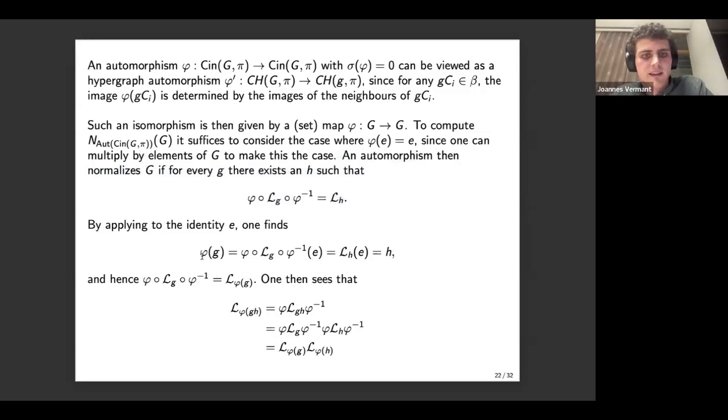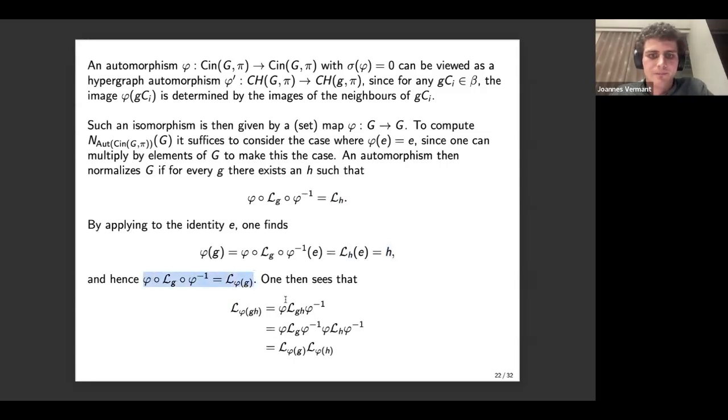If we then apply this to the identity, we see that this H in this condition is given by phi of G. So we see that phi of G is equal to phi composed with L of G composed with phi inverse of E. Phi inverse of E is equal to E. So here we are left with L of G of E. So we have that phi of L of G should be equal to L of H applied to E. So this is just H. So we see that this relation here holds.